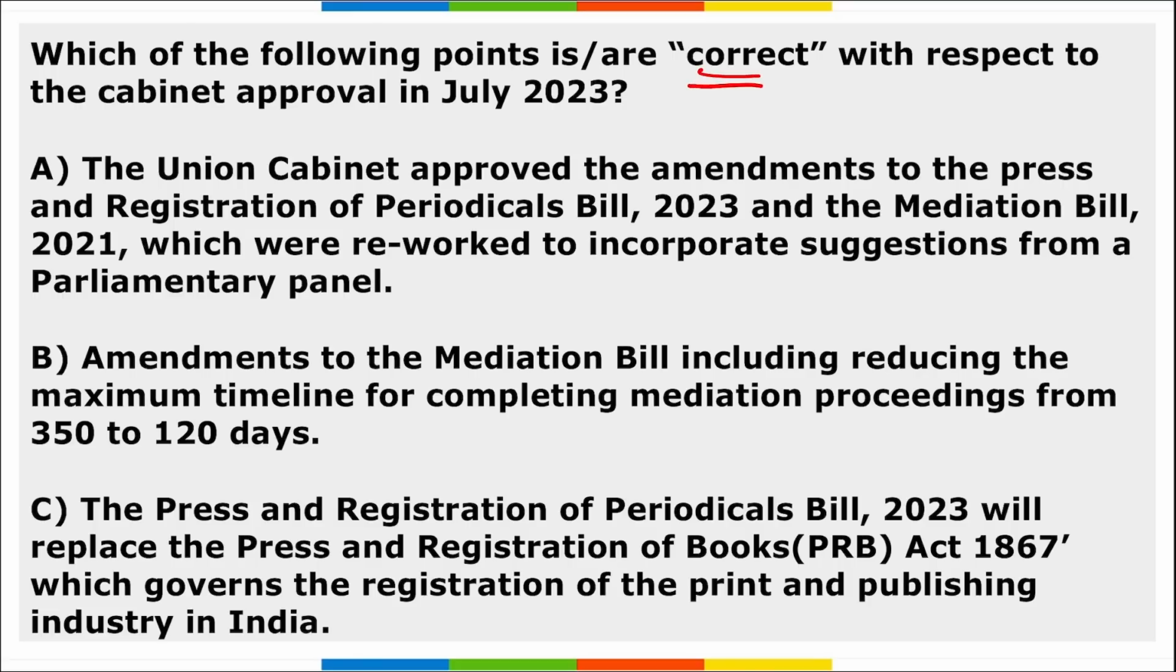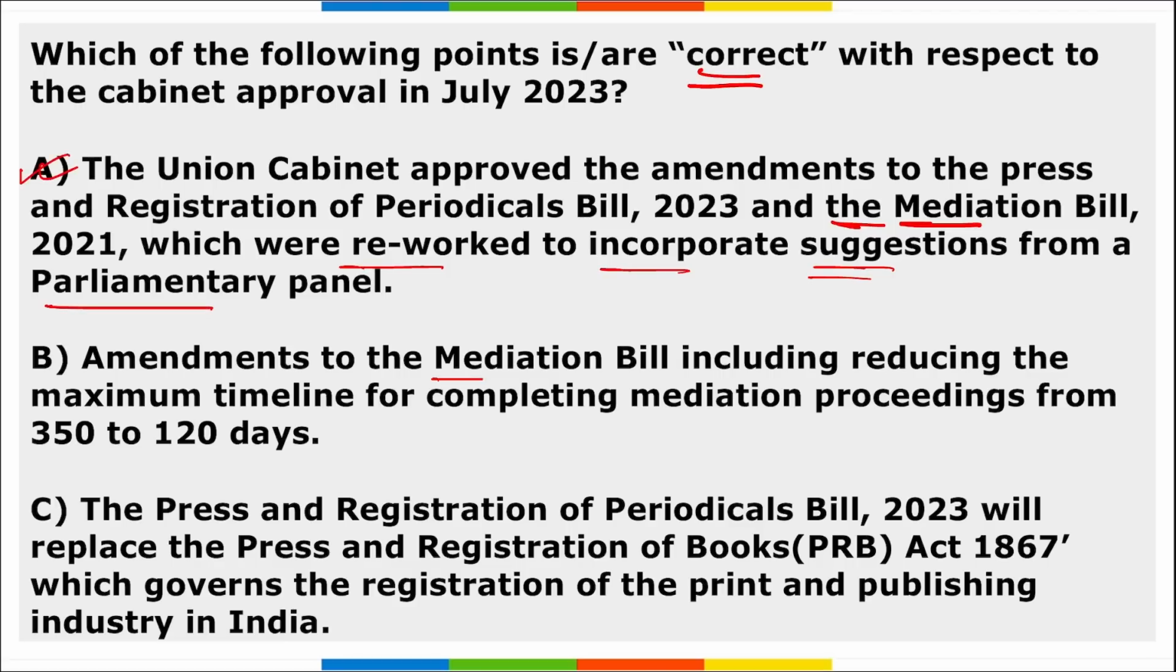Next, which among the following are correct with respect to the cabinet approval in July 2023? If we look at option A, the Union Cabinet has approved the amendments to the Press and Registration of Periodical Bills and the Mediation Bill, which were reworked to incorporate suggestions from a parliamentary panel. So yes, option A is correct.